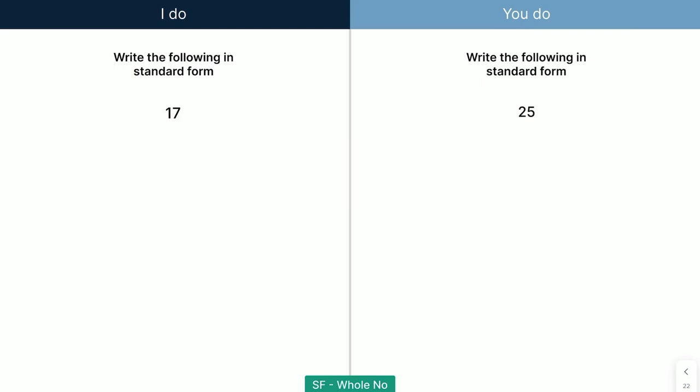Now moving on, we now have whole numbers. Now the only difference between this and decimal numbers is that the decimal's not there. But remember, the decimal in whole numbers is right at the end. So there is a decimal there. So to write this in standard form, we can write it as 1.7. So you hop the decimal once, which means the power of 10 is going to be 1.